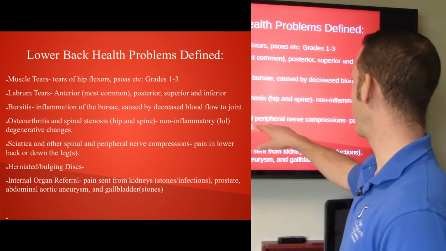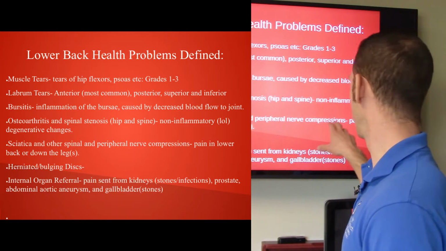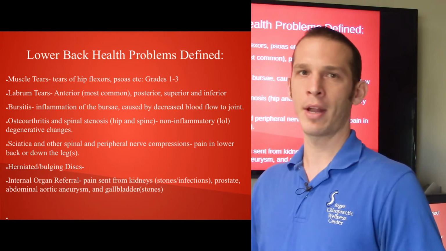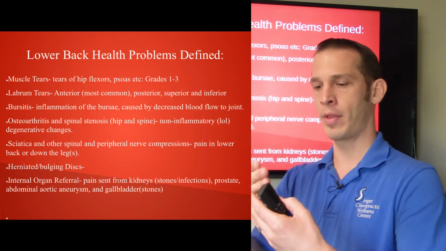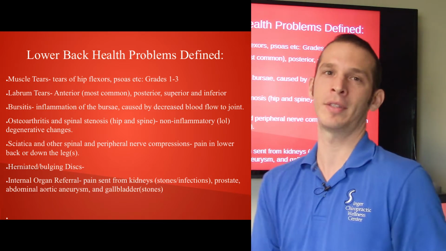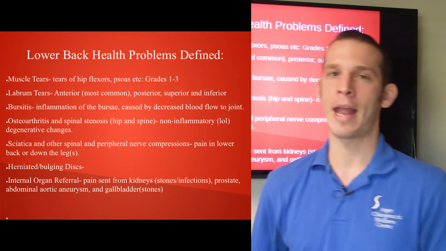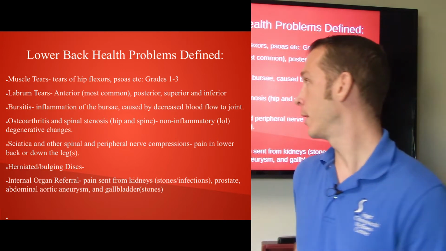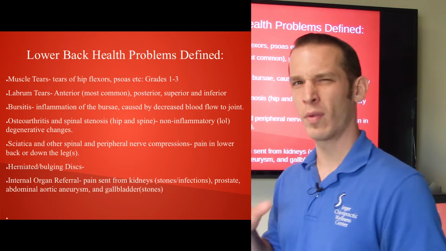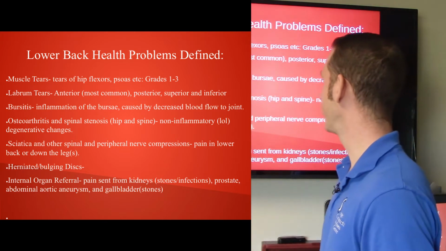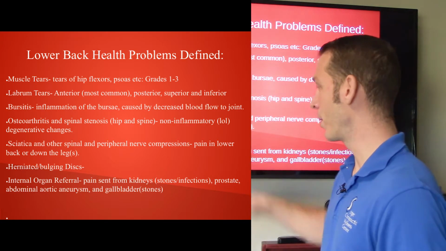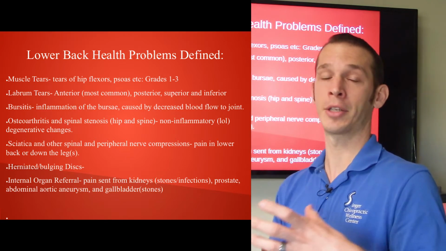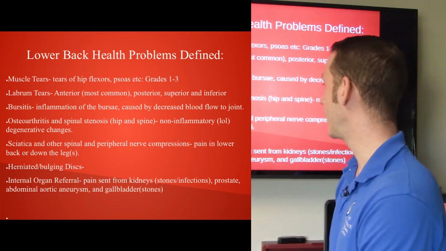Sciatica and other spinal and peripheral nerve compressions. This is what I was mentioning to you earlier, where there'll be a compression on a nerve. But let's just use the sciatic nerve. That can happen down in the lower back or coming out through the hip joint there, and we'll go over some of the causes of that in a second. Herniated or bulging discs is where those discs actually bulge. We'll go over that more in detail.